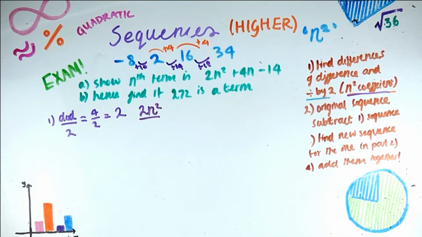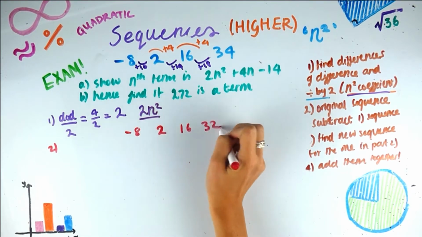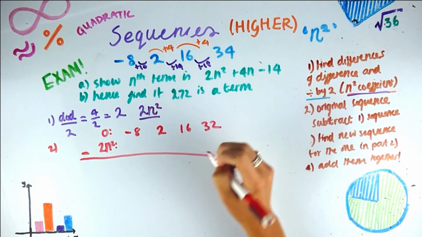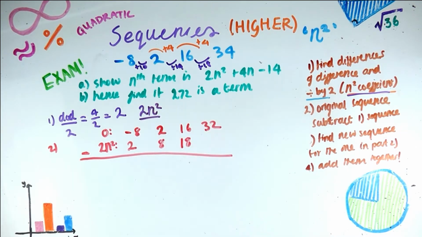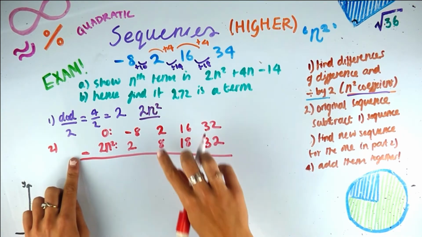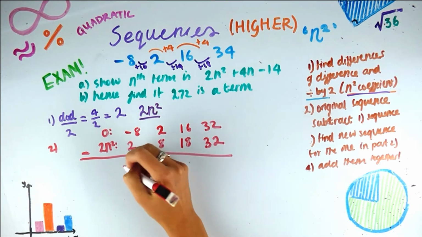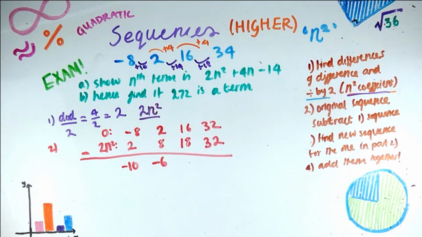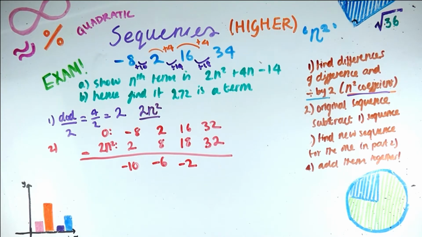Okay, so now we're on to step 2. We take our original sequence and subtract our new sequence, which is 2n squared. So what is 2n squared? When n is 1, you get 1 squared times 2, which is 2. Okay, so now we do the subtraction, the original one subtract the new one. Minus 8 minus 2 gives minus 10. 2 subtract 8 gives me minus 6. 16 subtract 18 gives me negative 2. And 32 subtract 32 gives me 0.